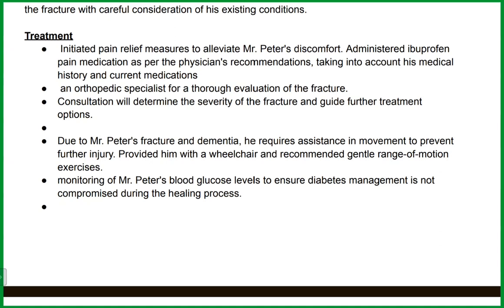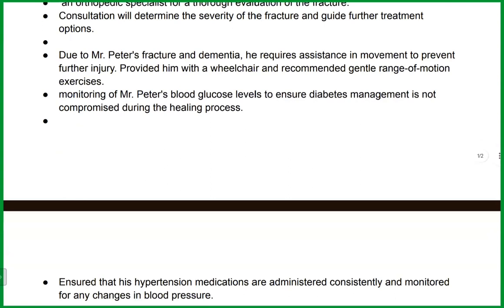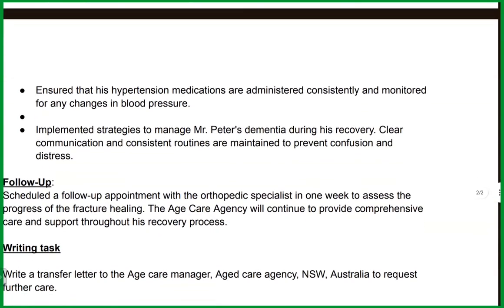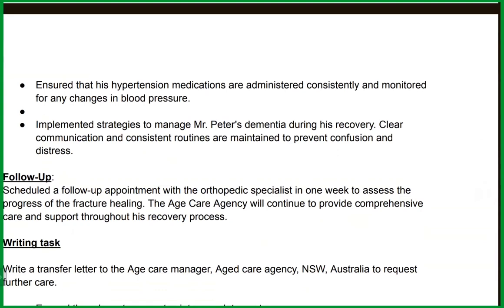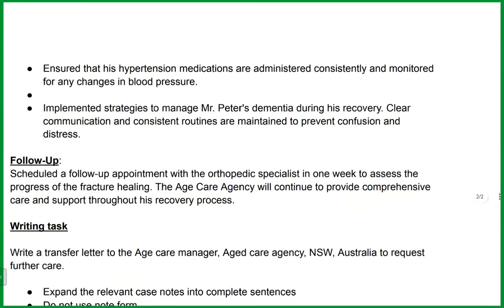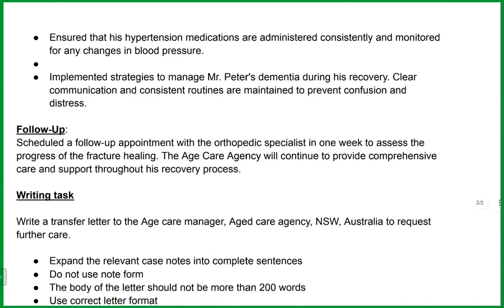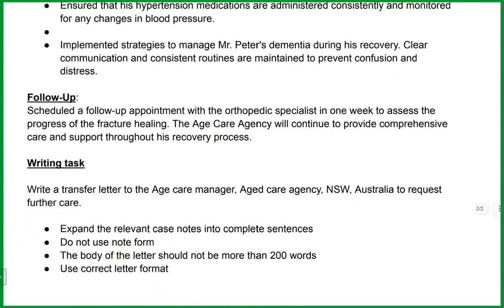Peter's blood glucose level to ensure diabetes management is not compromised during the healing process. So the patient has a history of diabetes, so we need to monitor the blood glucose level. That also we need to mention in the letter. And then the patient is taking hypertension medication, that also we need to include. Implemented strategies to manage Peter's dementia during recovery. So communication they have done, like education they have done. A follow-up appointment with the orthopedic specialist they have scheduled. These are the things we need to include in the discharge paragraph.